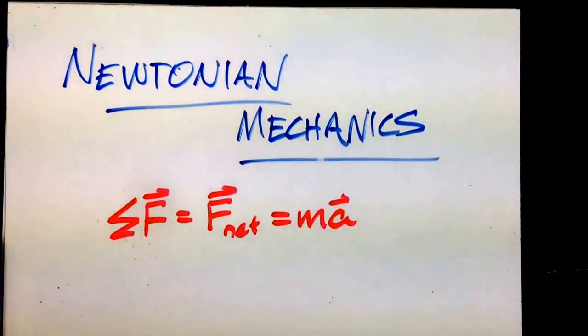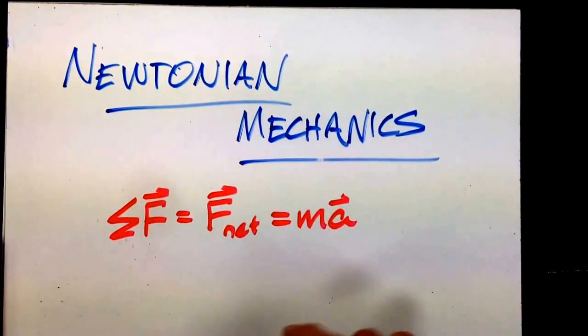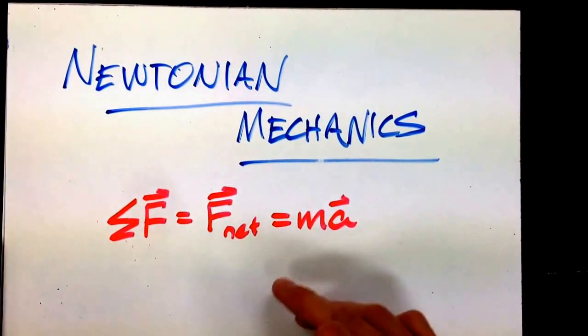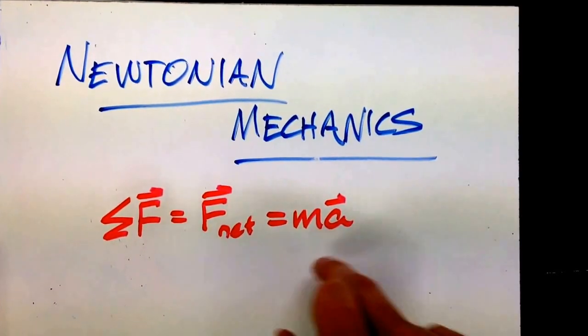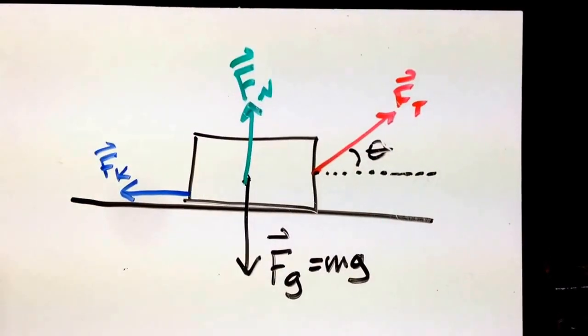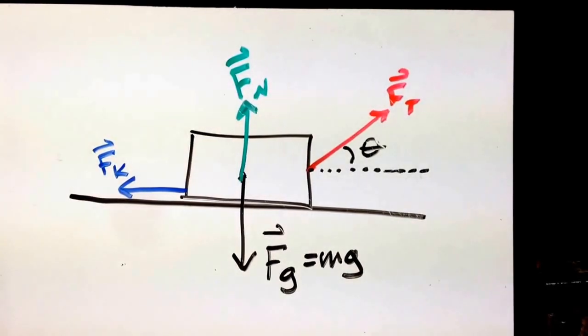So this unit is Newtonian mechanics, and the bread and butter of this section is F equals ma. The net force is proportional to and equal to your mass times your acceleration. And so what I'm going to do is run you through some pretty typical type problems, and this should help you with your second test.